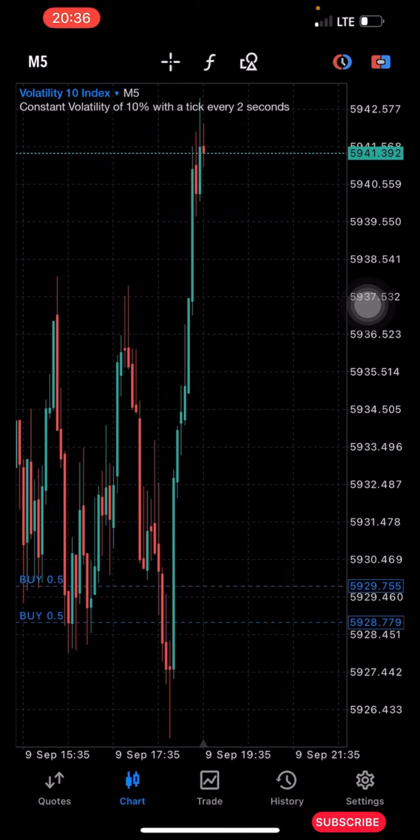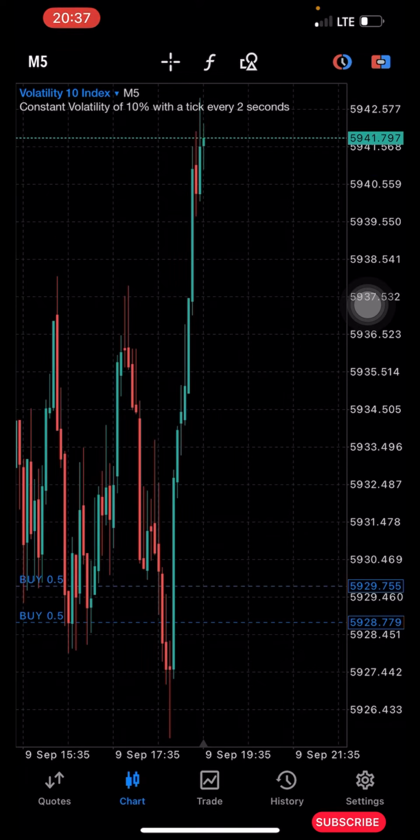Alright guys, this is a trade on volatility 10 index. So in today's video, I'll be sharing with you guys my reason for taking this trade, my analysis down to the 5-minute or the 15-minute time frame, down to the 5-minute time frame where I took the trade from. Okay, so without wasting much of our time, let's get to the business of the day.